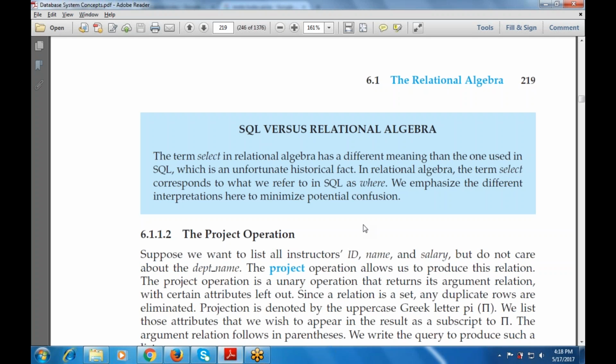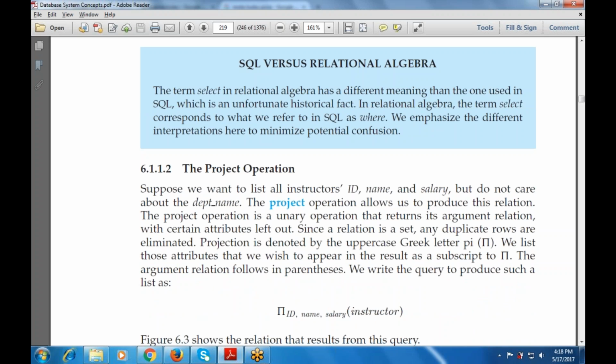So suppose we want to list all the instructors, that is the ID, name, and the salary, but we don't care about the department name. So the project operation allows us to produce this relation. The project operation is a unary operation that returns its argument relation with certain attributes left out. And since a relation is a set, any duplicate rows are eliminated.